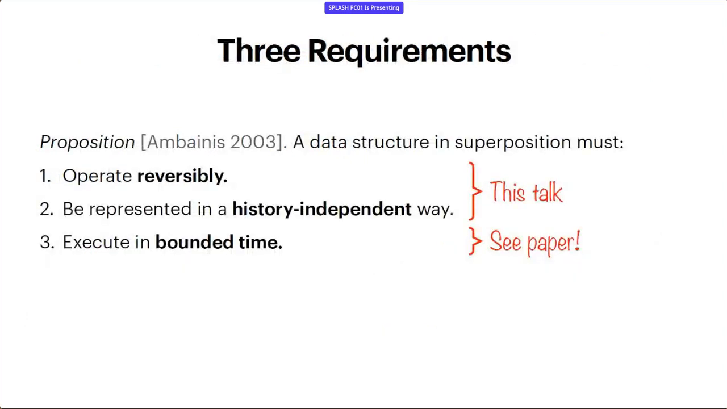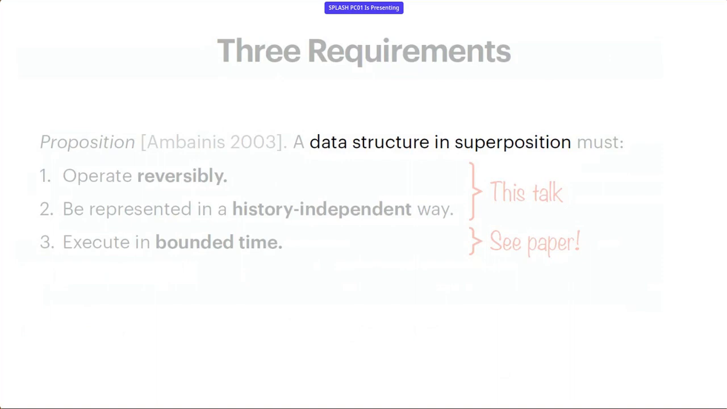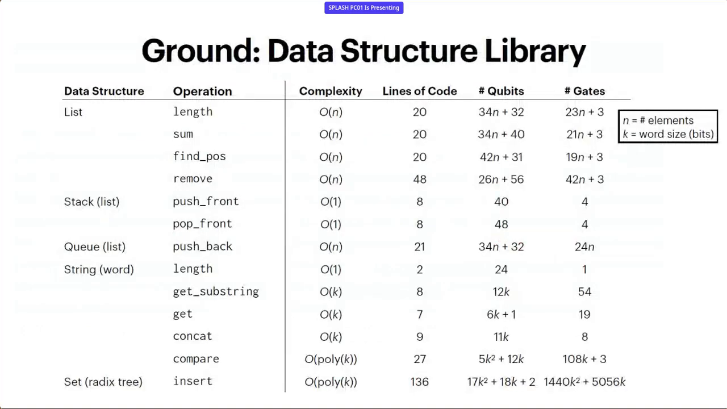Cool. So in this talk, I really wanted to focus on the reversibility and history independence problems. The bounded time constraint is addressed more in the paper. To sum it up very briefly, we have a type system that allows you to bound the number of times a function is allowed to recur using a classical parameter. For now, I'd like to move on to the fact that we've talked a lot about data structures in superposition, but we really haven't seen too many examples of them. And that's our third contribution, which is Ground, the first library of quantum implementations of data structures.